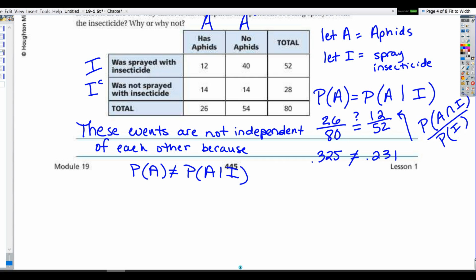Yes? Why are they not independent? Like, I don't understand. Okay, if they were equal, they would be independent. So they're not independent because if the insecticide has been sprayed, the probability for aphids isn't the same as the overall population. It goes down. So knowing that they have been sprayed with the insecticide, we know that changes the probability to have aphids. It goes down.